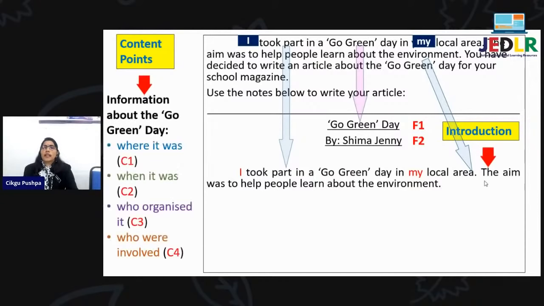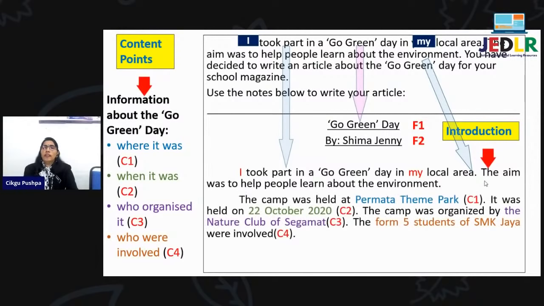So next, your content points. You have C1, 2, 3, 4, right? And here comes the example. Remember where, meaning that you have to say the location. And when, you have to say the date. Who organized, the organizer, and who were involved. Now you can see the examples here.